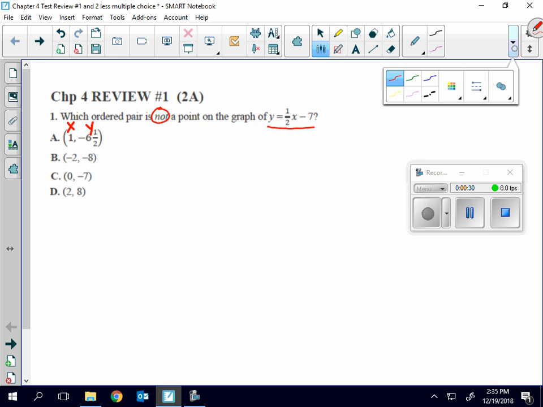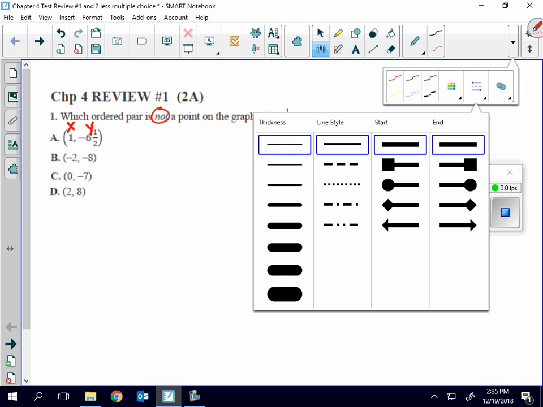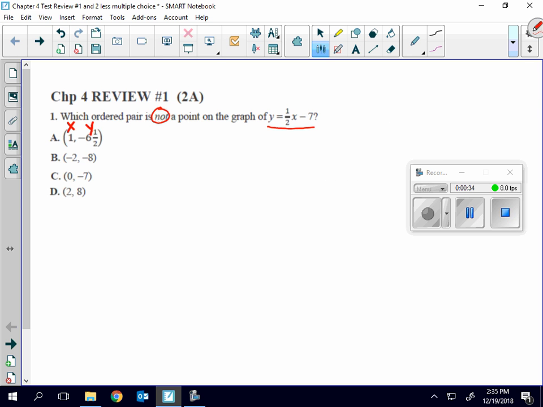So I'm going to go ahead and start here. We're going to start with A. And you might want to do this on a separate sheet of paper because it's going to take a little bit of room. If I start writing down y equals 1/2 x minus 7, now I'm going to plug in my x and y and say, does it equal each other? Do the two sides match or equal?